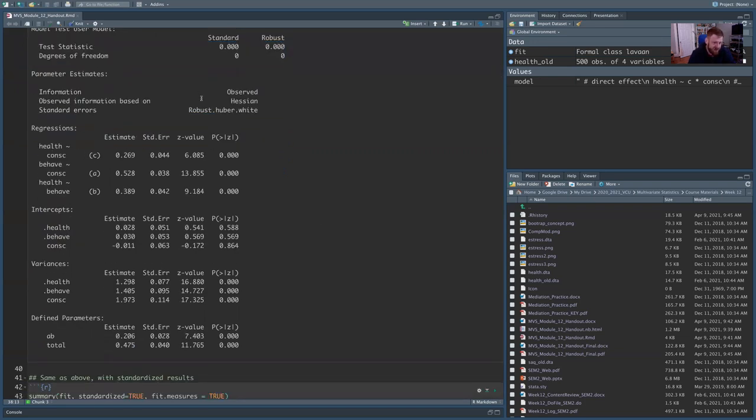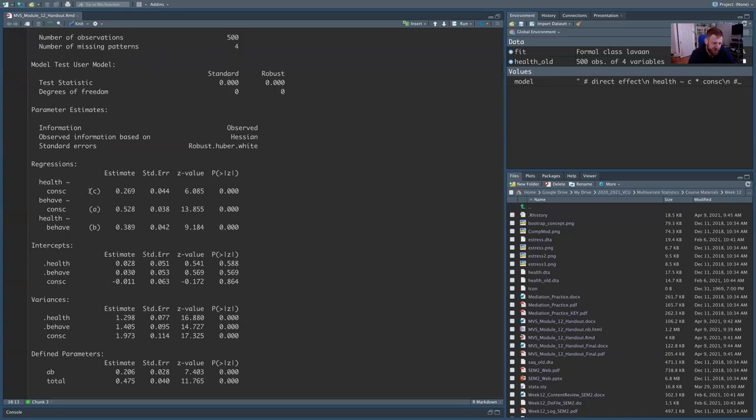And then we get our estimates. Notice since we defined the A, B, and C path, those are now indicated here just to remind us. So the C path, that's my direct effect between health and conscientiousness, is positive and significant. So the more conscientious you are, the higher levels of health you report. Our A path is also positive and significant. So being more conscientious predicts higher levels of health-related behavior. And our B path is significant. So the more health-related behaviors you practice, the more healthy you report being as well. So all three of our paths are significant.